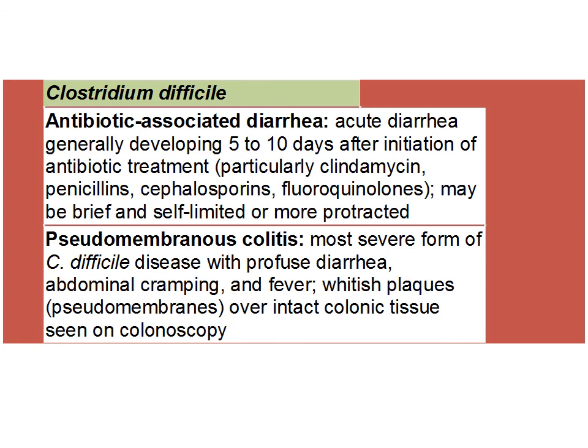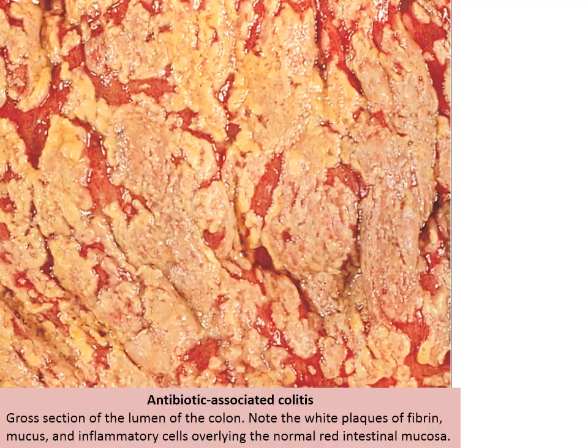So they develop a disease which is called pseudomembranous colitis, which is a very severe form of C. difficile disease where you have profuse diarrhea, abdominal cramping, fever, and exudative plaques on your colonic tissue. So if you do a colonoscopy on this patient, this is what you get. You can see a typical picture of an exudative plaque of fibrin, and you can see all that mucus over there, and then inflammatory cells overlying the normal intestinal mucosa.